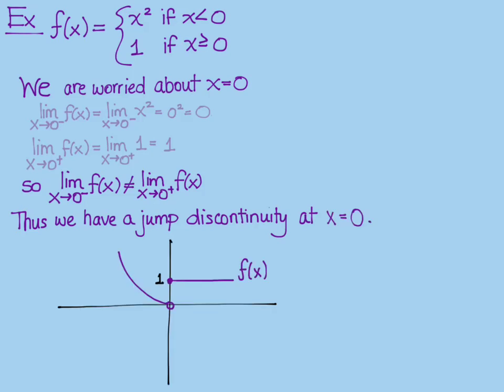We can look at a graph of this function and notice that as I approach x equals 0 from below, I'm going to 0, from above I'm going to 1, so if I were to walk along this function I would have to jump at x equals 0.